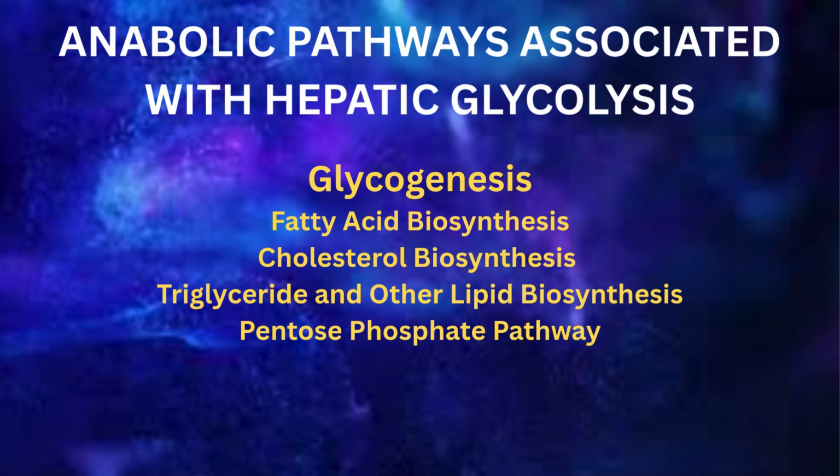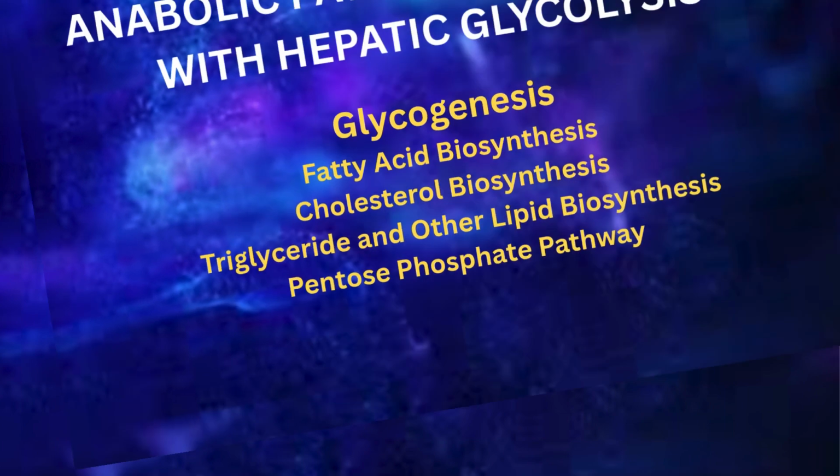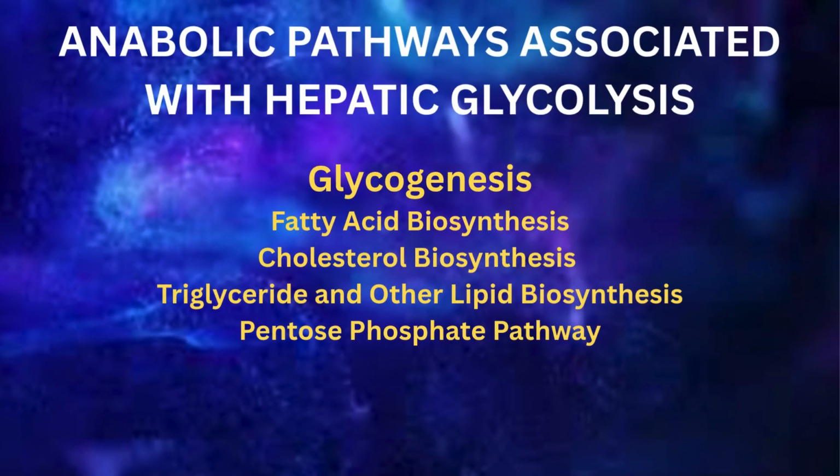Another important thing to know is that the glucose 6-phosphate produced from glucose can be diverted into the pentose phosphate pathway to generate NADPH and the pentose phosphates. NADPH has several important uses. One of them is reductive biosynthesis, where it is used to hydrogenate or saturate some unsaturated bonds during fatty acid and cholesterol biosynthesis. Thus, hepatic glycolysis is associated with anabolic processes in the liver.